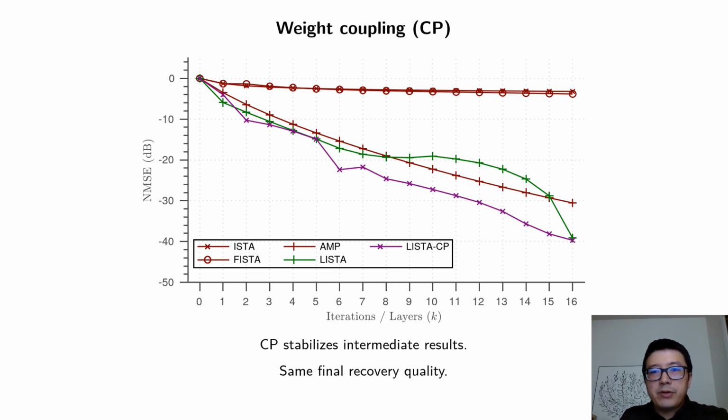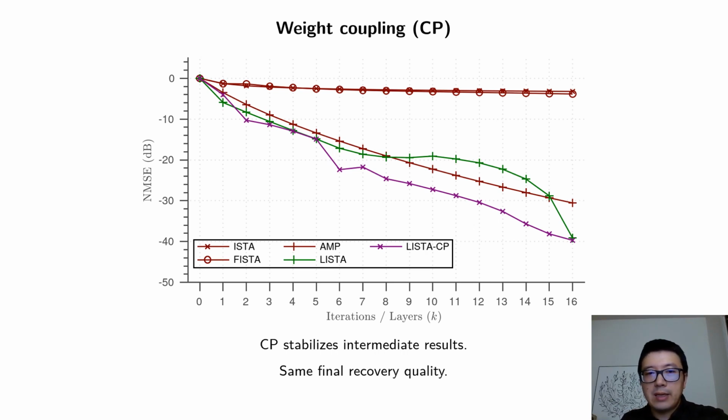And this is the comparison of recovery performance over the number of iterations or number of layers of several algorithms. These two red algorithms are ISTA and FISTA. FISTA is an accelerated ISTA algorithm, and they usually take a few hundred iterations to converge. So with 16 iterations, you won't see much progress. So more progress is seen in these learned methods.